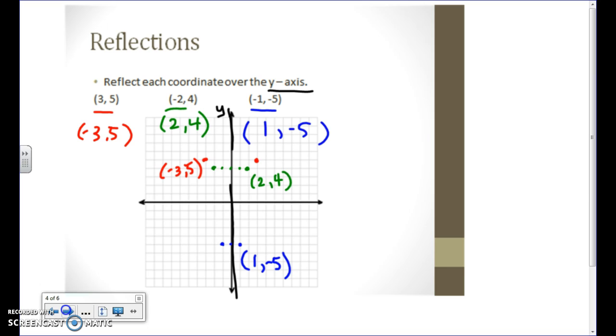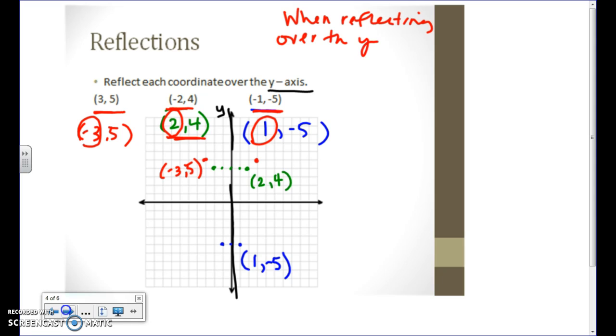So when I reflect over the y-axis, what I notice is from 3, 5 to negative 3, 5, the x-coordinate has changed to its opposite. Same way on this one. The x-coordinate has changed to its opposite, and it went from negative 1 to positive 1. So when reflecting over the y-axis, the x-coordinate is its opposite. Find some space to write that down, because that might be a good shortcut for you to remember.